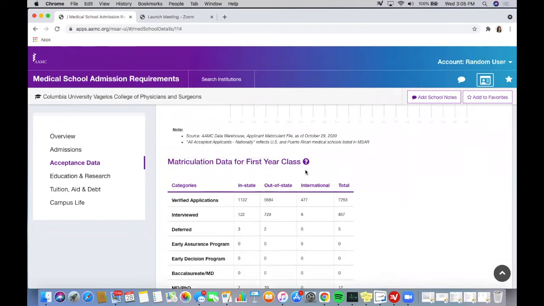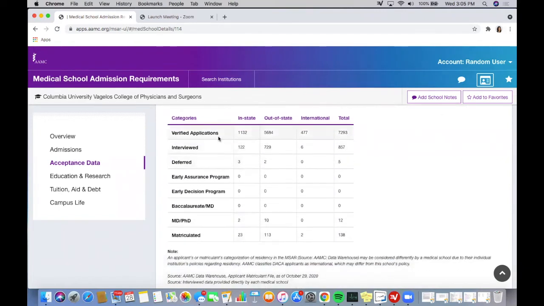Okay, so this is the matriculation data for the most recent first year class. Okay, so you can see how many verified applications Columbia received, and they received 7,293. Of those, they interviewed 857. Now, what Columbia will not tell you is what percentage of students they interviewed actually received acceptance offers. But what you can see is how many deferred, how many were accepted to MD, PhD, and what total enrolled.